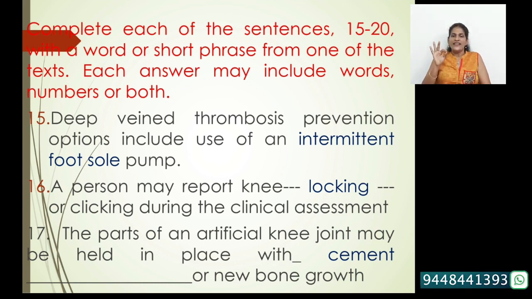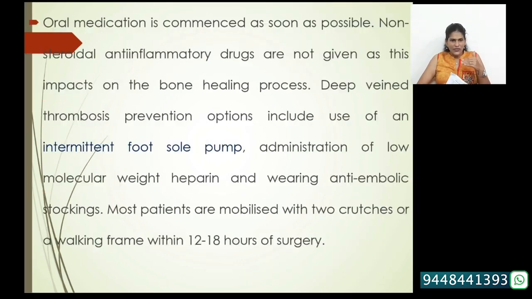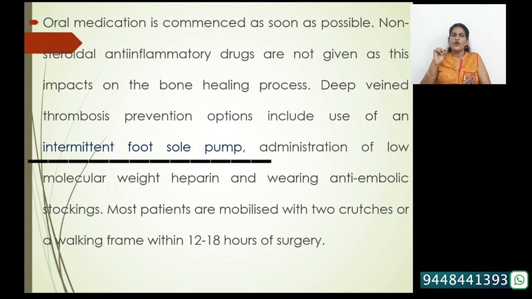So where is it? It is there in the prevention. So where is the prevention text? It is there in text 4. We go to text 4. Prevention, it will talk about the pump. Yes, in part B, text 2, it comes. In text 2, they say that during the clinical assessment, we'll come down, we'll look, as it is there: deep vein thrombosis prevention options include use of an intermittent foot sole pump.